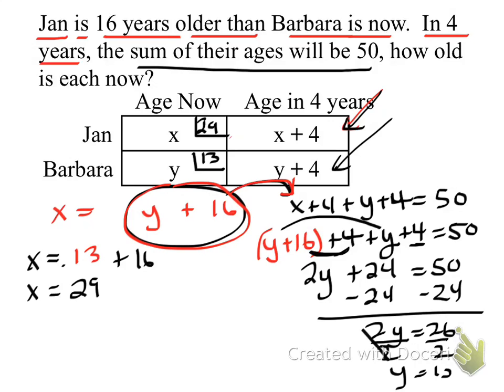Now, make sure you're clarifying that, because the question is, how old is each now? Jan's age now is 29 years and Barbara is now 13.